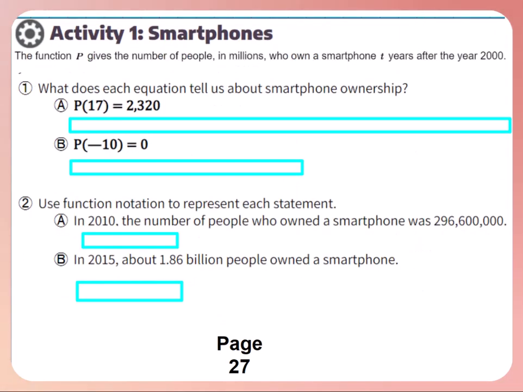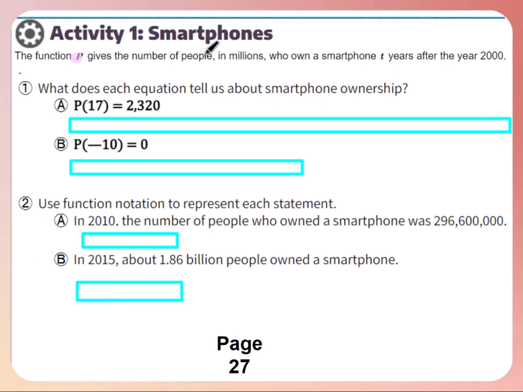Turn to page 27 if you're not there already, and work through these problems on your own, and then we're going to come back and compare answers. Let's read through it before you pause the video to start. We have a function p, and that gives the number of people in millions who own a smartphone. Let's highlight what we're looking at.